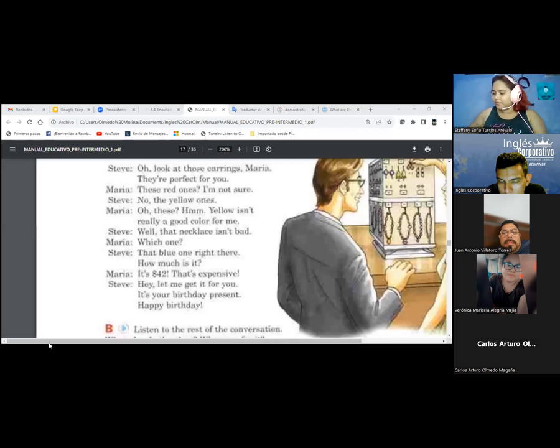Perfect for you. These red ones? I'm not sure. No, the yellow ones. Oh, these. Yellow isn't really a good color for me. Well, that necklace isn't bad. Which one? The blue one right there. How much is it? It's 42. That's expensive. Hey, let me get it out for you. It's your birthday present. Happy birthday. Expensive.